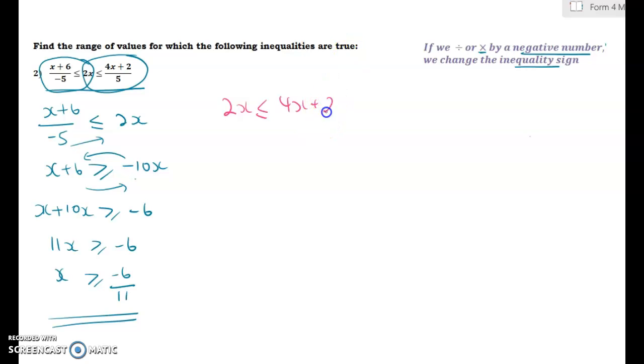Plus 2. Be careful with that. It's always easy to make careless mistakes. Now notice I'm multiplying by 5 here. It became 10x and I did not change my sign because I'm multiplying by a positive number. Simplifying now.